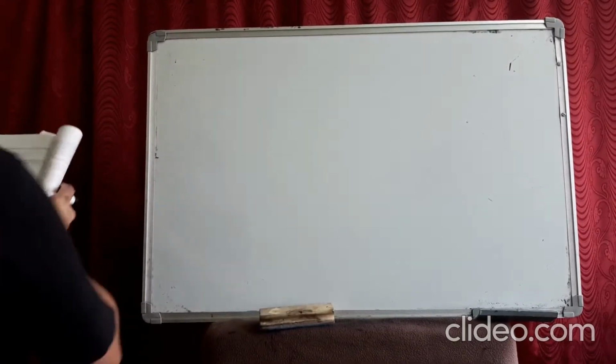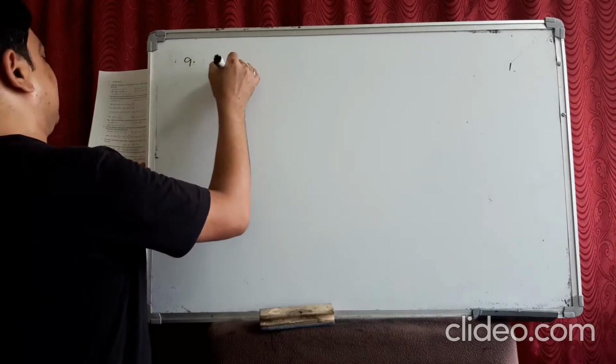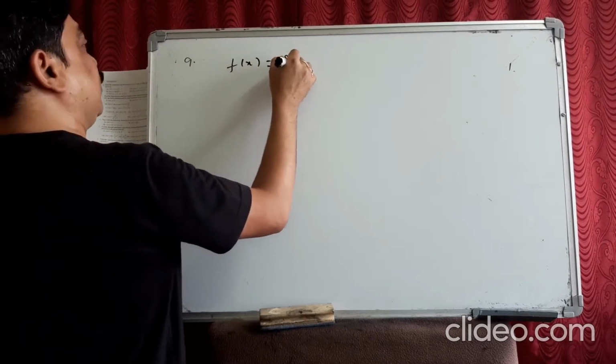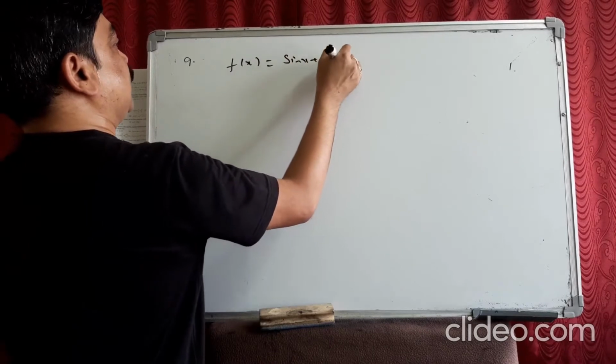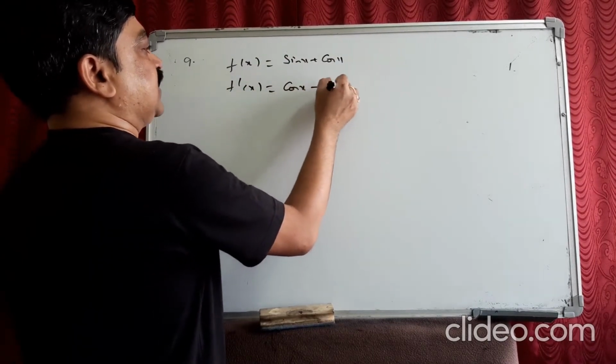See the ninth question. Maximum value of the function, only maximum. In the before question also they have asked only maximum. Sin x plus cos x. Same process we go. f dash x is cos x minus sin x.